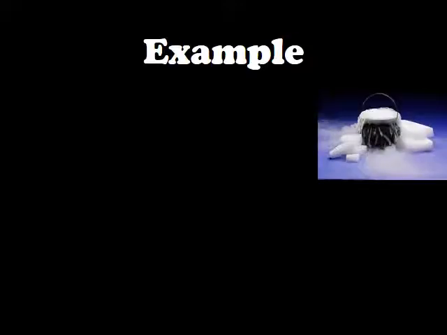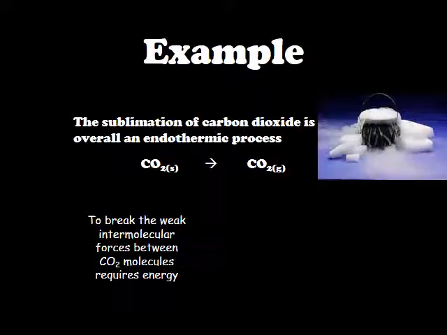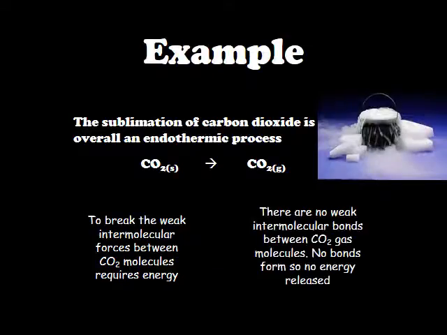So let's look at an example. The example we're going to show is the sublimation of carbon dioxide, and whether it is an exothermic or endothermic process, and why it's an endothermic process. In the sublimation of carbon dioxide, solid, or dry ice, transforms into carbon dioxide gas without going through a liquid phase. To break the weak intermolecular forces between the carbon dioxide molecules requires energy. Remember from our previous learning that there is very strong intramolecular bonding in carbon dioxide, but very weak intermolecular bonding. And breaking these bonds does require an amount of energy.